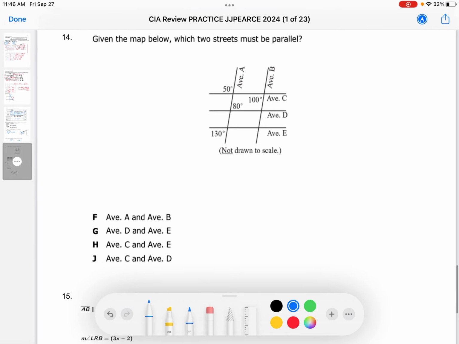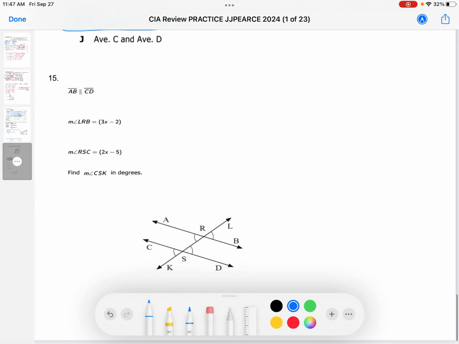Okay, so it says which one of these is true? I know that this is 130. If these two are corresponding, then the angles C and E are parallel to each other. That's the only thing that we're getting that makes any sense. So 120, yeah.